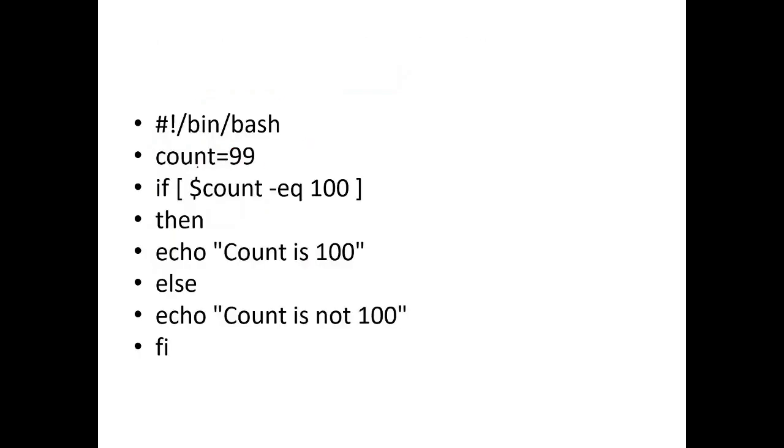Example on that: in a variable count, we are storing the value 99. Whenever you are using the if statement, just consider the spaces here. There must be spaces between the operators. Now 99 is stored here. Is 99 equal to 100? It is not equal to 100, so it will come directly to the else part and display count is not 100. If the condition is true, that is, if the count variable has the value 100, then it will execute this part.